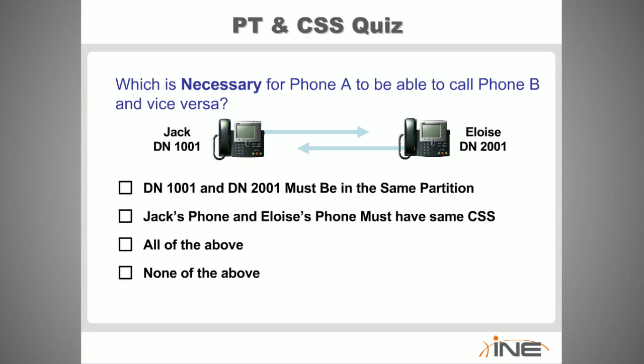Okay, so quick quiz before we move on. Which one of these four is necessary for Jack to be able to call Eloise? Does DN 1001 and DN 2001, do they have to be in the same partition? Will that allow them to call? If Jack's phone and Eloise's phone have the same calling search space, will that allow the call? What about both of those, all of the above? Will that allow the call, or is it none of the above?